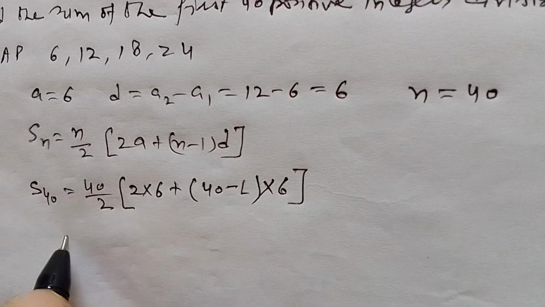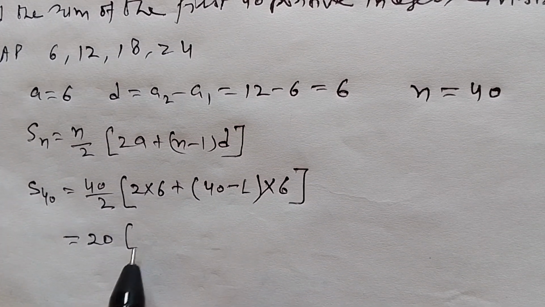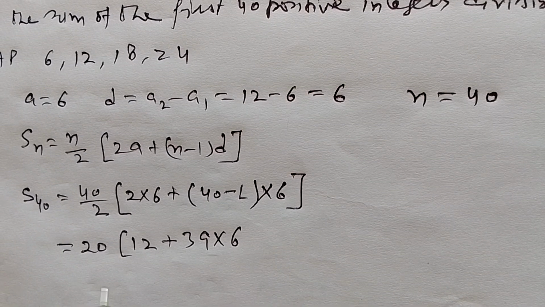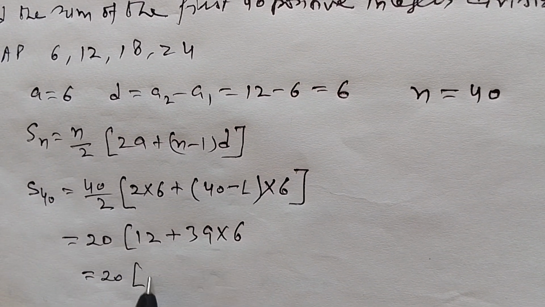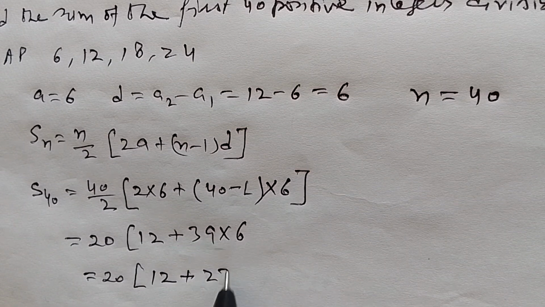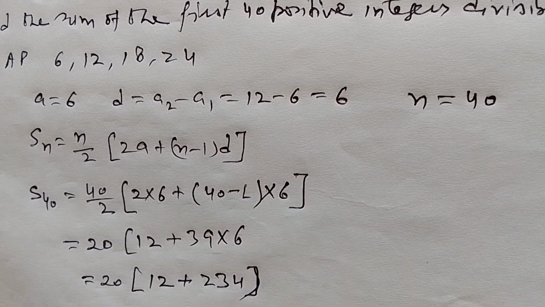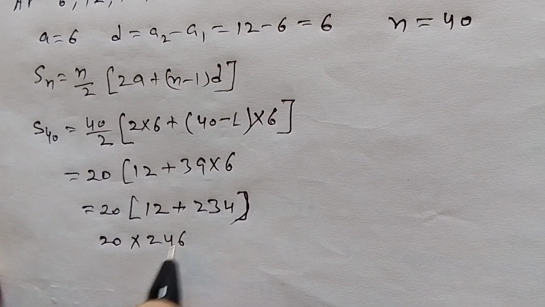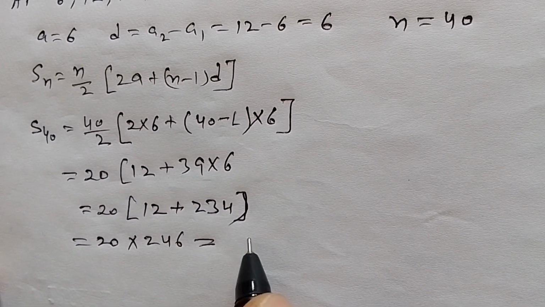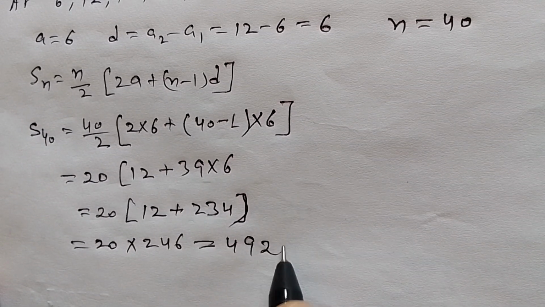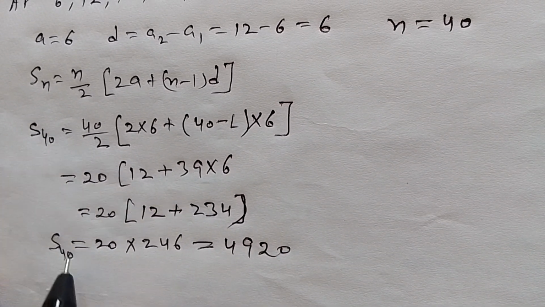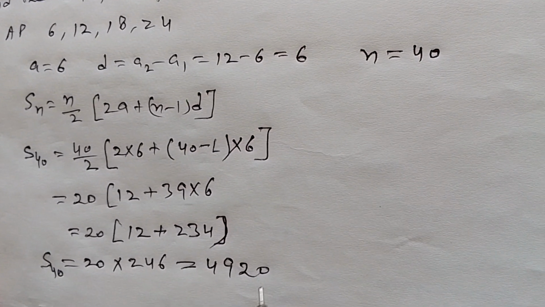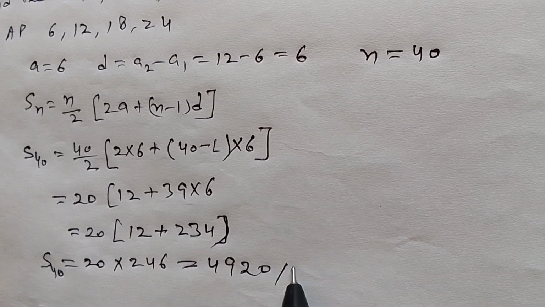So it comes out to be 20 times (12 plus 39 multiplied by 6). So it comes out to be 20 times (12 plus 234), which is 20 multiplied by 246. So it is further calculated to be 4920. So the sum of the first 40 positive integers which are divisible by 6 comes out to be 4920. This is the solution of the 12th question.